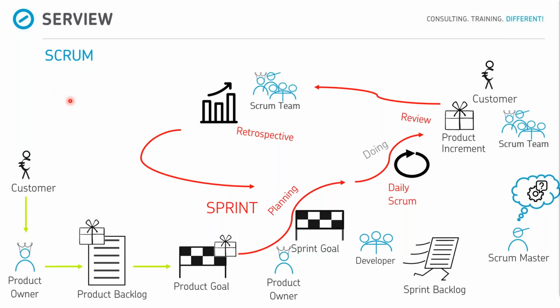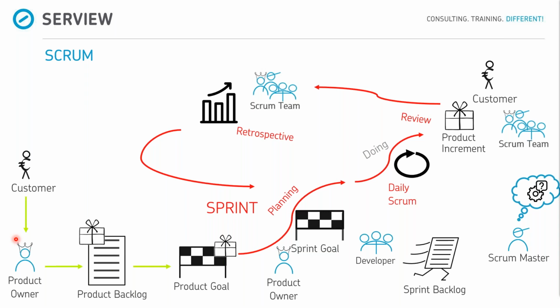So how does it work? In Scrum exists 3 roles. The product owner, you can see here on the left side, the Scrum Master, who's here, and the developer. The product owner is accountable for the product and the contact point to the customer.